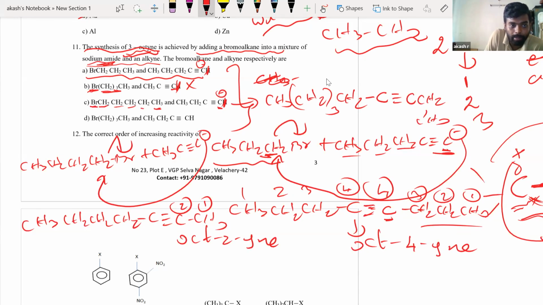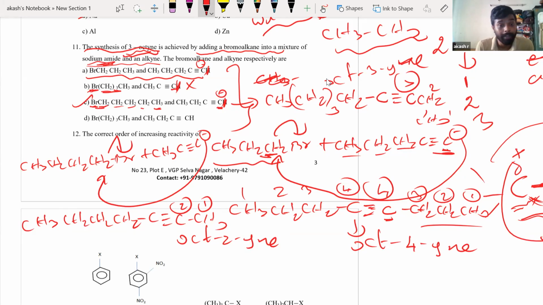Again, I repeat. I removed this Br and I attached this carbon to this carbon. Same mechanism only. Right? Now, check 1, 2, 3. Absolutely true. Now, this is what is going to produce my oct-3-yne. Okay, so the answer to this question is C. D, you don't have to check. If you check again, you're going to get something else.